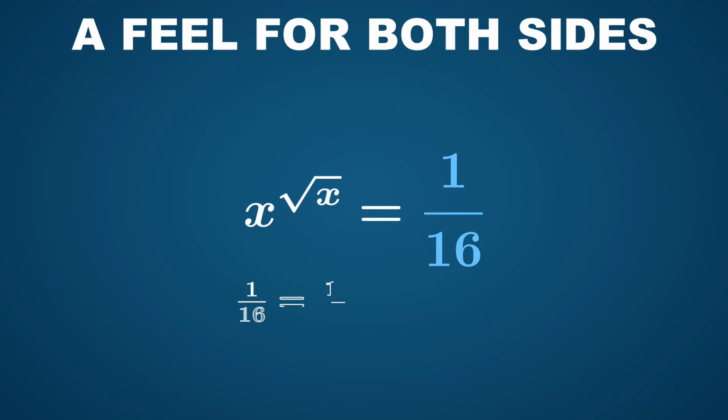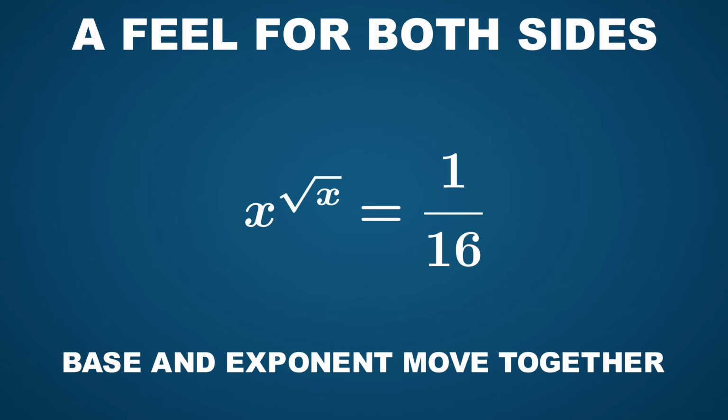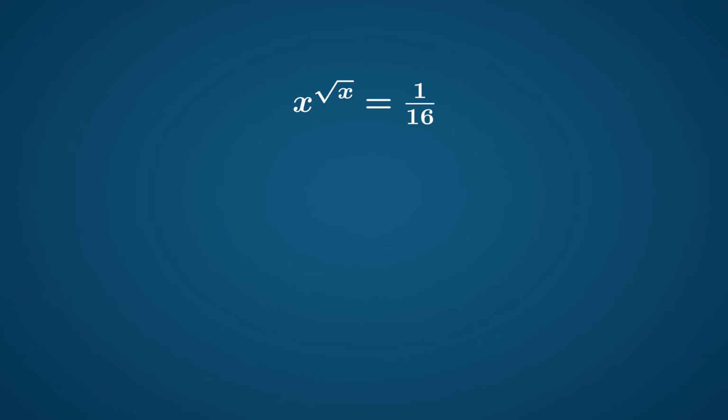On the right we have 1/16, which is 1 over 2 to the fourth. As a decimal, that target is 0.0625. It is a small positive number, sitting well below 1. On the left we have x raised to an exponent that depends on x. The base and the exponent move together, so we test values first.